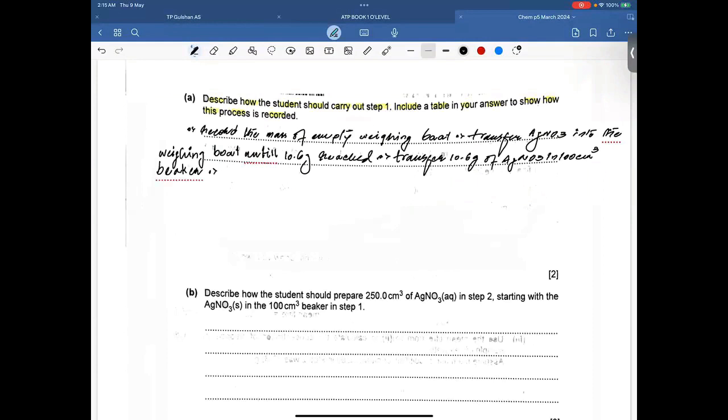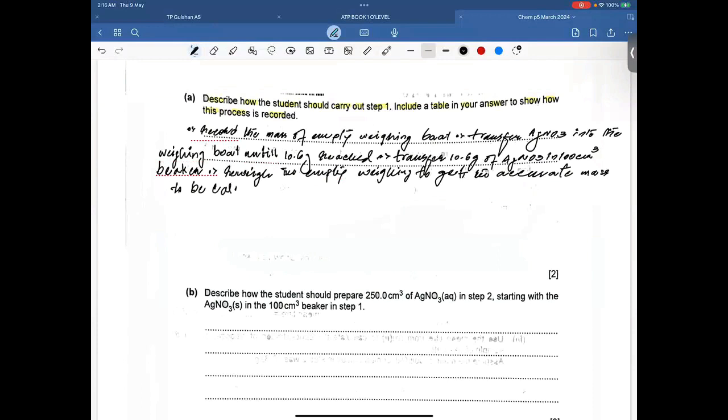Then I need to reweigh the weighing boat for the measurement of the accurate mass. Reweigh the empty boat to get the accurate mass to be calculated. All right.